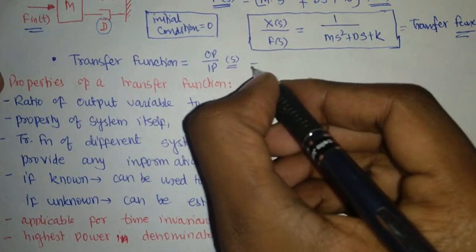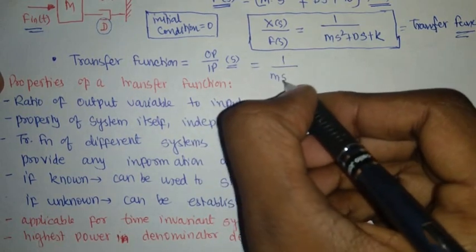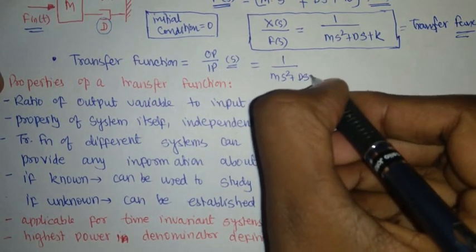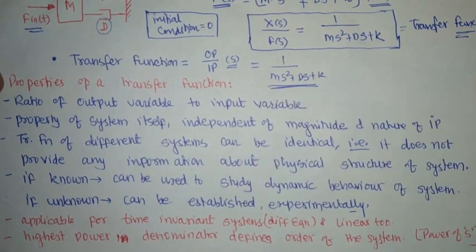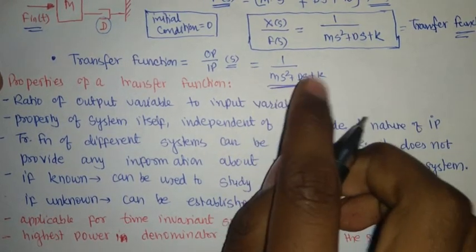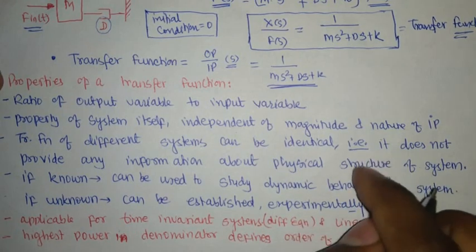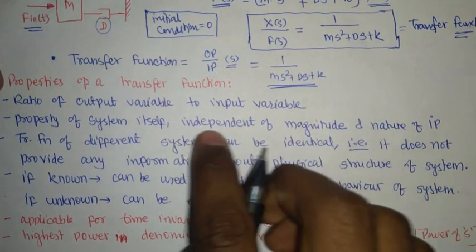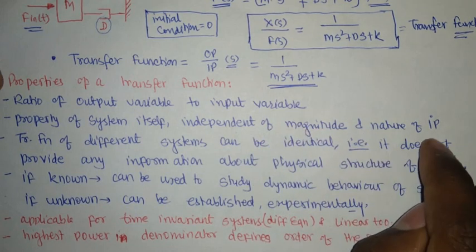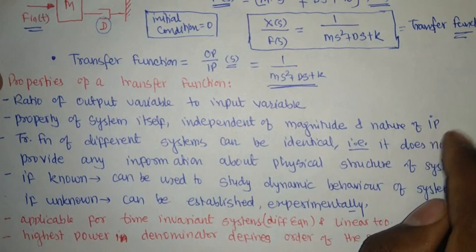So what is the transfer function here? Transfer function is in terms of ms square plus ds plus k. So this is the property of this system, which is having some mass, some damping coefficient, and some spring value. And it is independent of magnitude and the nature of input or driving force. This is very important here.